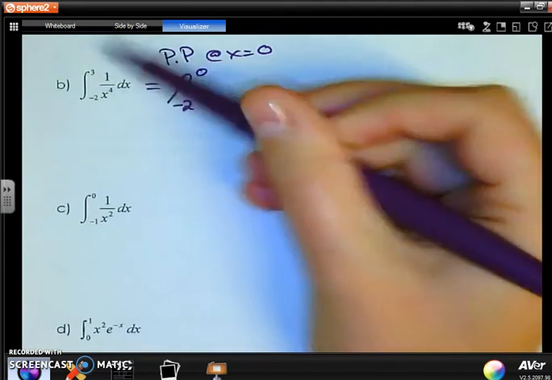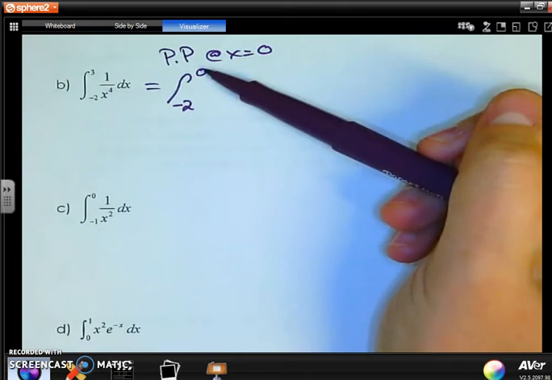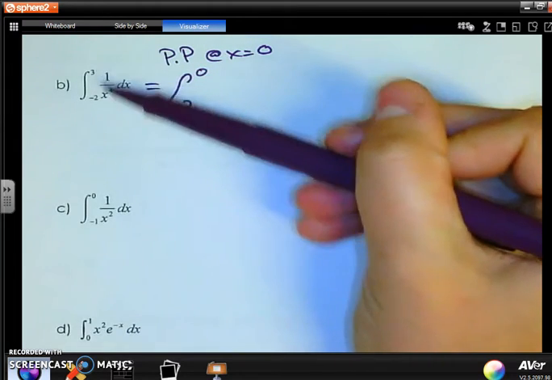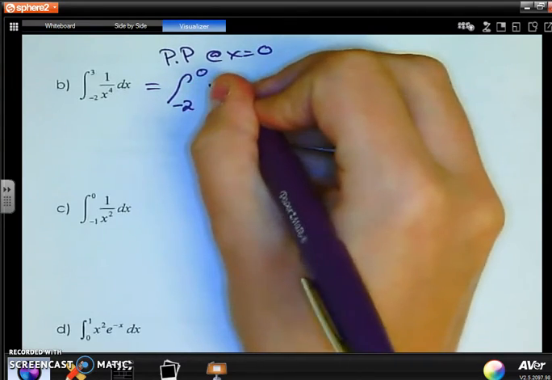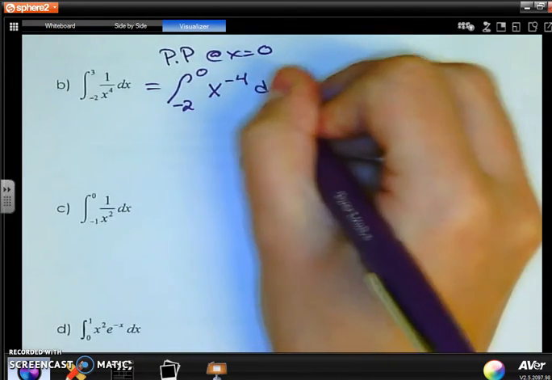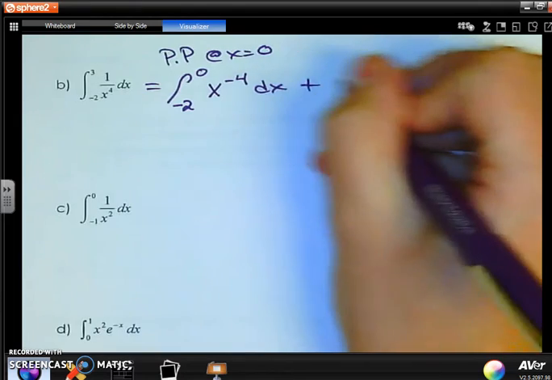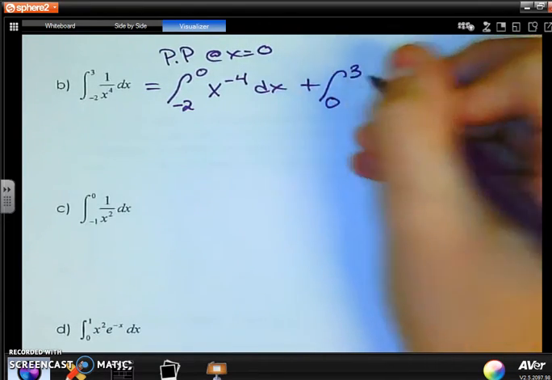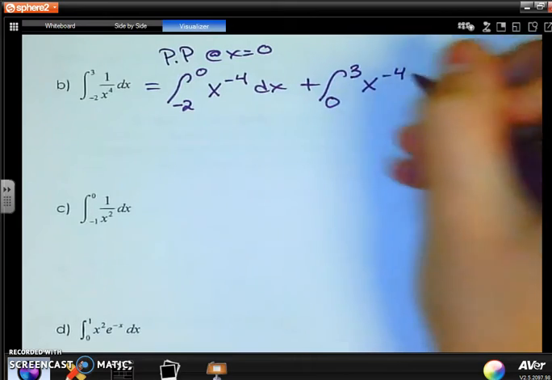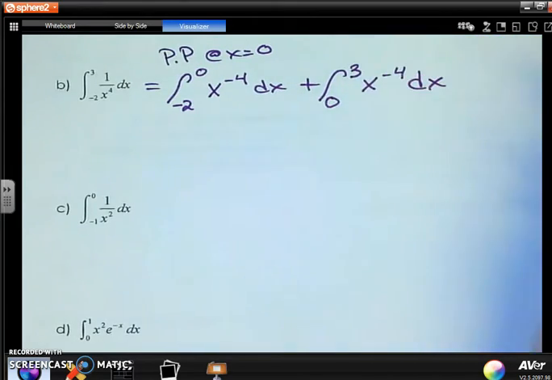And I'm going to rewrite this because I know I'm going to be integrating. So instead of having it as 1 over x to the 4th, just rewrite it as x to the -4th dx. And plus, now I have to do the other part of the integral. It'll go from 0 to 3, and that'll be x to the -4th again. So that's me avoiding that problem point of 0, okay?